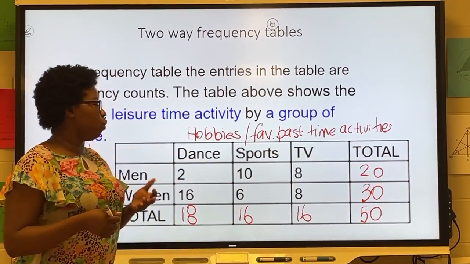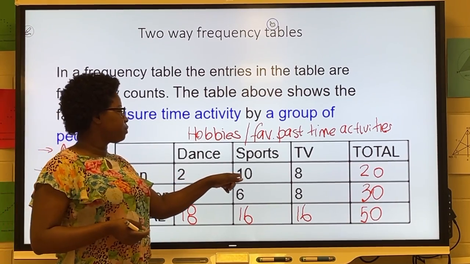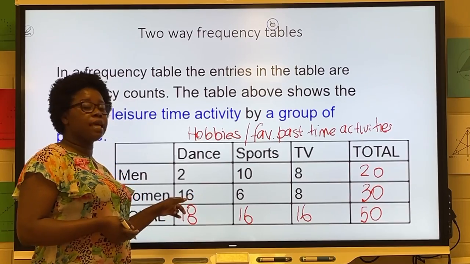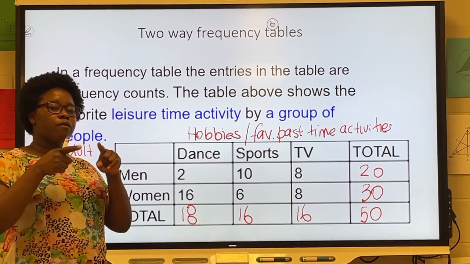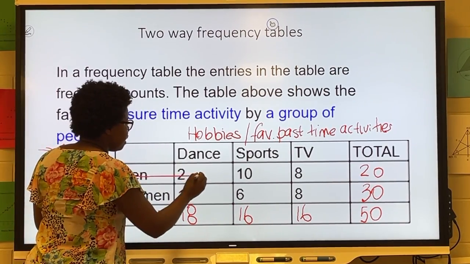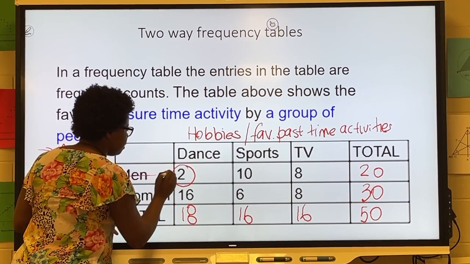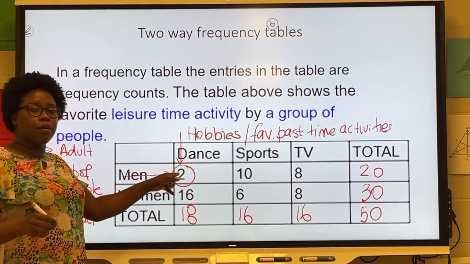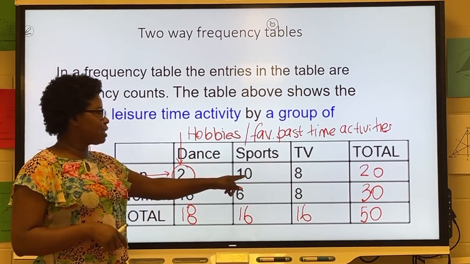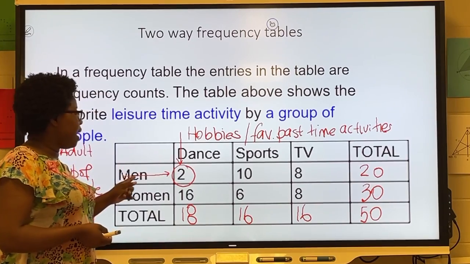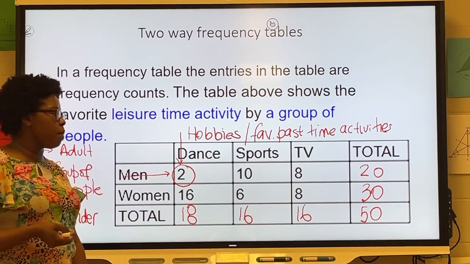So we want to know what these numbers represent, the ones in black. Right here, 2, 10, 8, 8, 6, and 16 are called your joint frequency. It's where you have two categories overlapping. For example, men who like to dance represents 2 people from your population. So men who like to dance is 2 people from the entire 50 persons in the sample. Men who like sports represents 10. Men who like TV represents 8 people. The same thing goes for women.